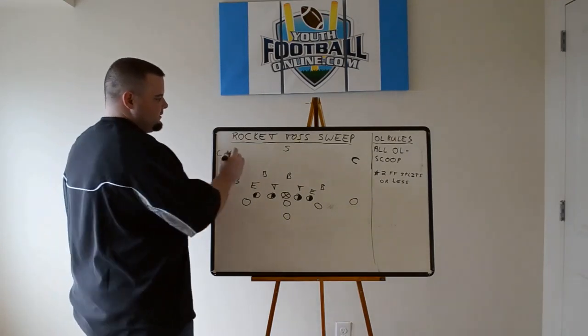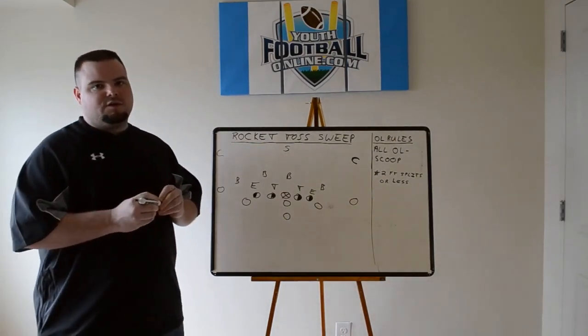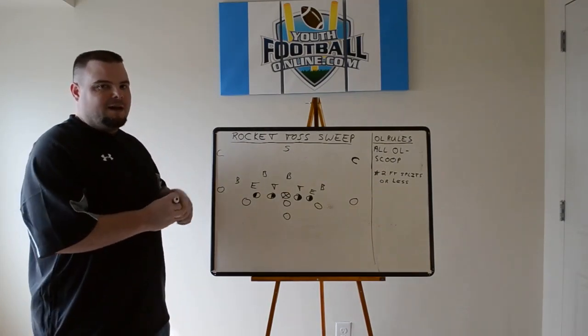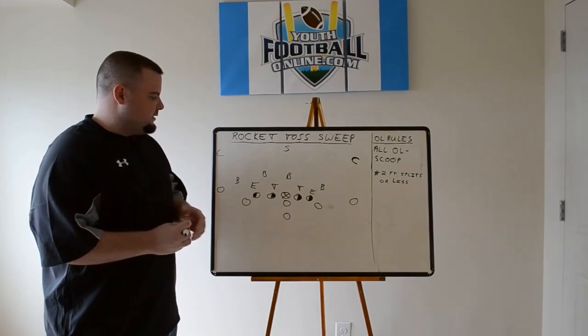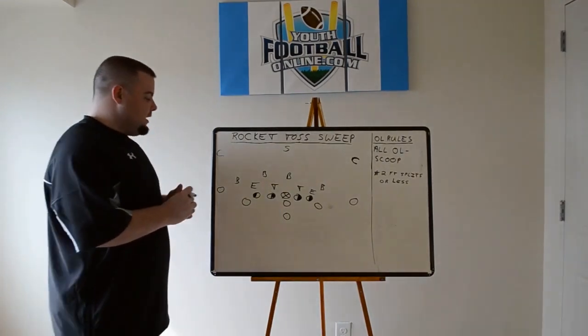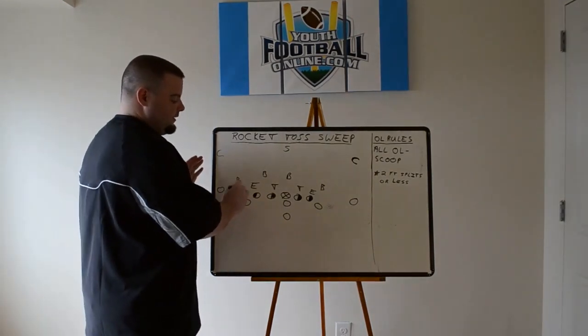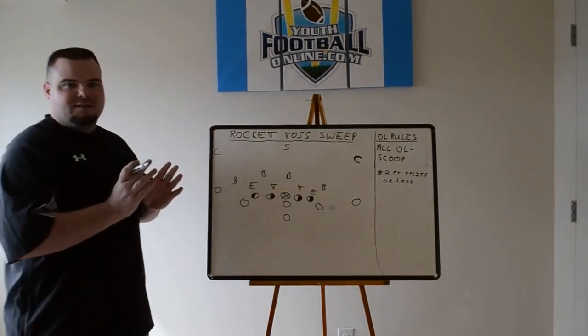Today we're going to be discussing the rocket toss sweep. Normally you see the rocket toss sweep used in a lot of option attacks, i.e. Navy, Army, Air Force, Georgia Tech with Paul Johnson. You also sometimes see it with some wing T teams. It's a great offensive play that takes advantage of defensive ends and defenses that like to collapse inside.